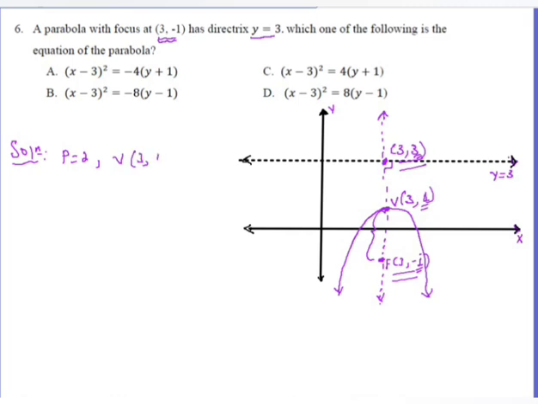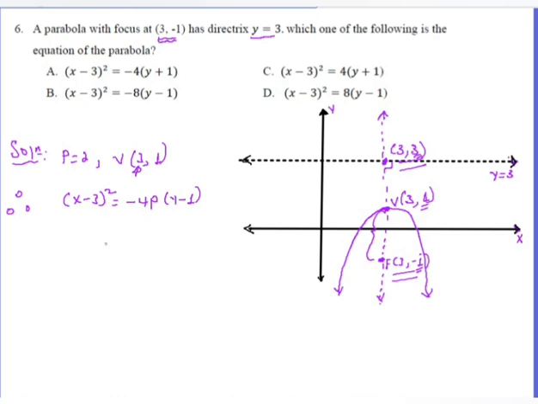3 comma 1. Therefore the equation of the parabola will be x minus 3 the whole square is equal to negative 4p into y minus 1. Why negative? Because the parabola is downward.